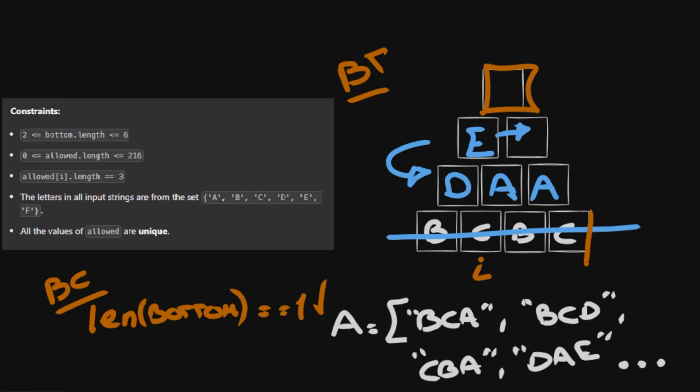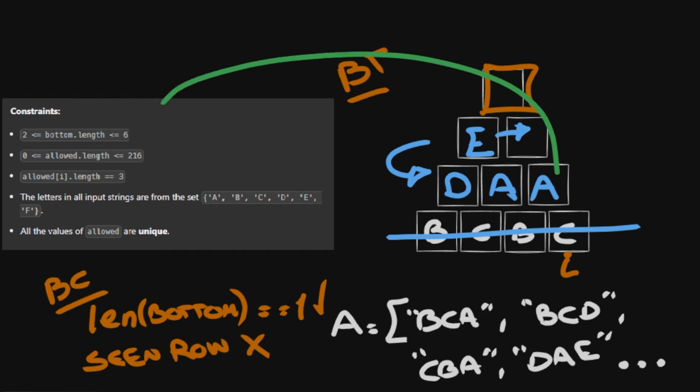Now when we reach the end, we are checking if we have already seen this row, because if we have, this means that we have never found the result. We have never found this successful case. So if we reach the end of the current row and we have already seen this row, we return false. So this is it for the approach.